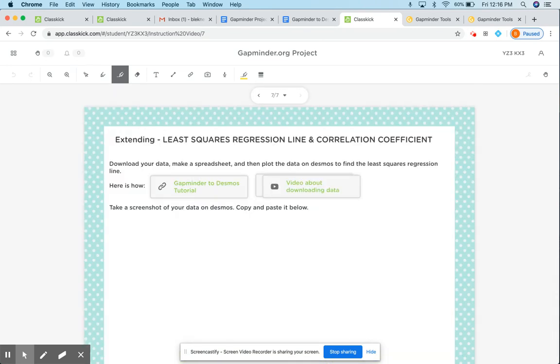Finally, if you are looking for the extending part, it is optional. It is on this last page with the polka dot background, and I'll let you read the directions for that. But again, this is optional for you.